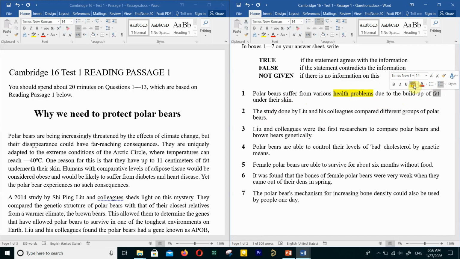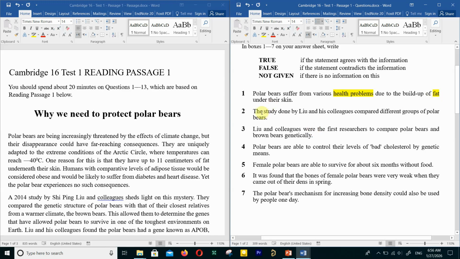Fat is a really highlighted keyword that is not going to be in every sentence. Fat is a really great idea to look for, and maybe they use obesity, something like that. You have to predict what kind of paraphrasing they use in the passage.